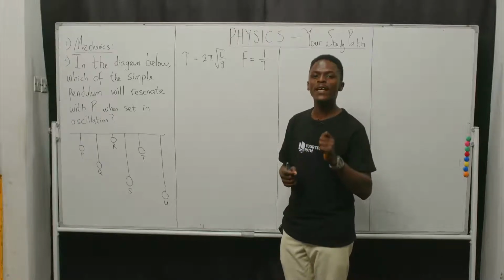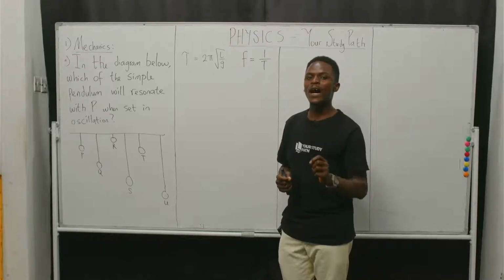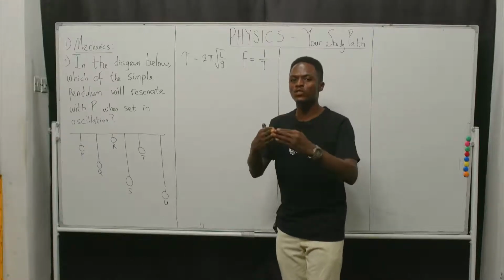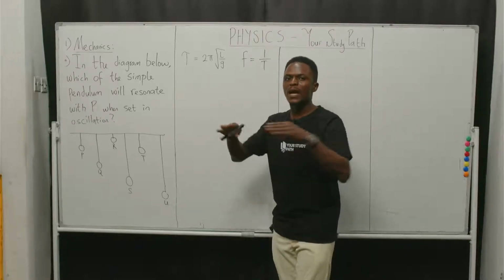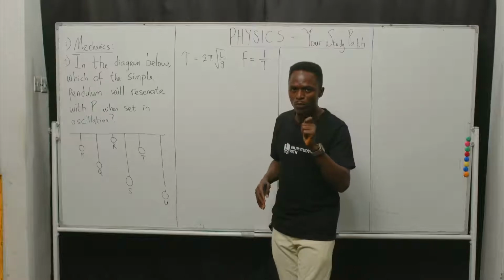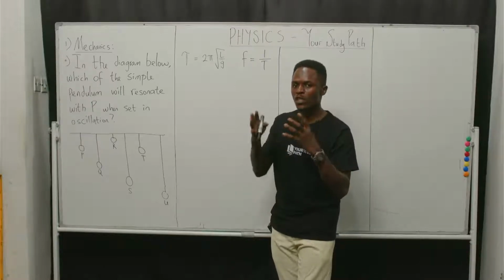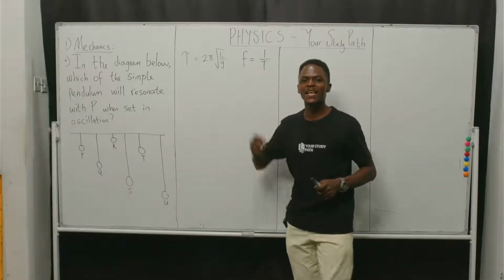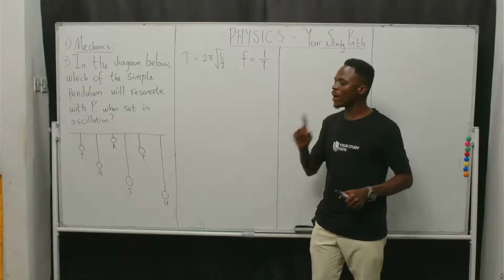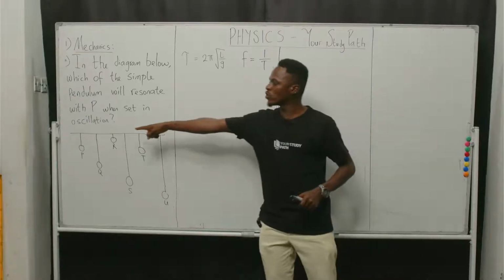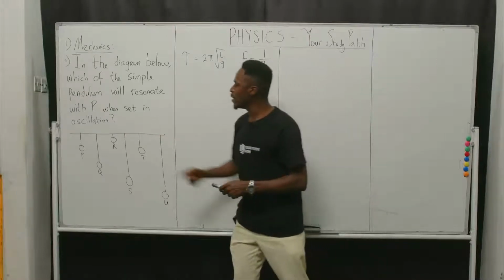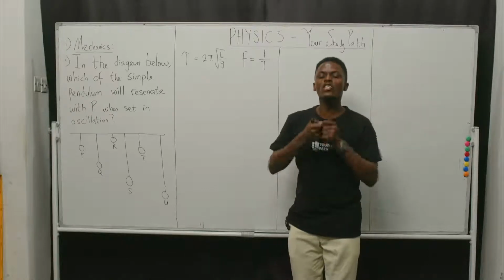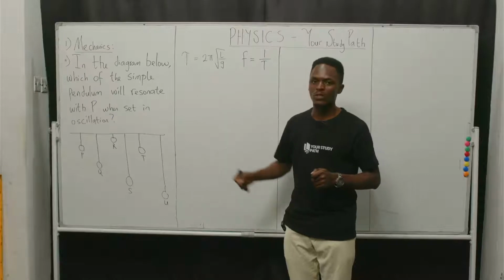Therefore, we can only have a body at resonance when it is set in vibration by another body having the same frequency. Both of them are expected to share the same frequency, subject to resonance. For Q, because it has a longer length, it can never be set in motion as a result of P. Similarly, R has a shorter length. Hence, it cannot be set in resonance with P.